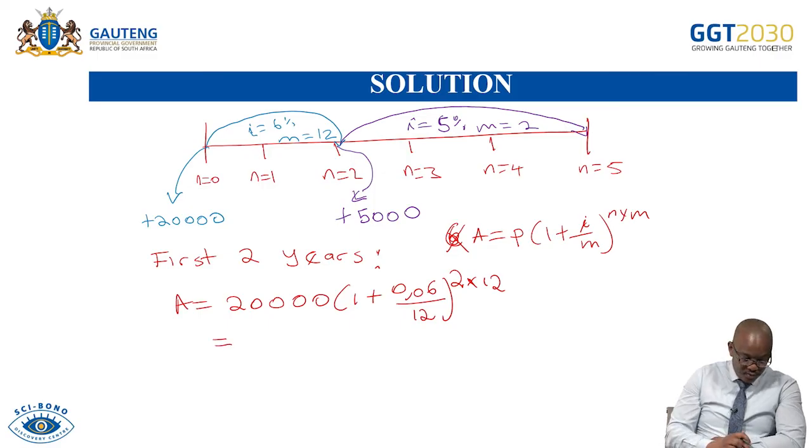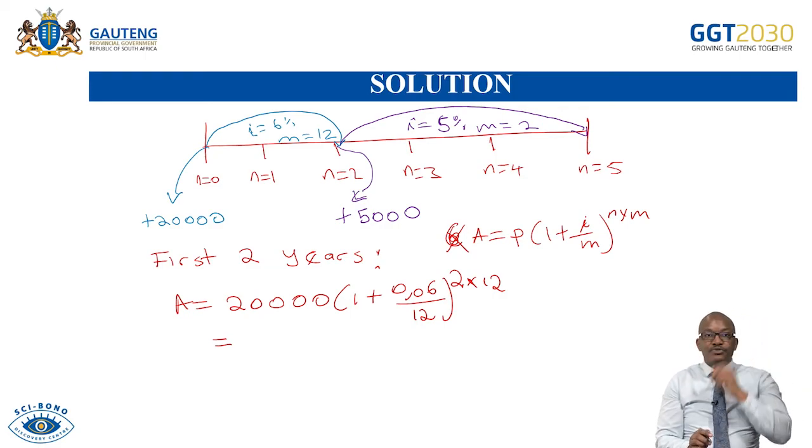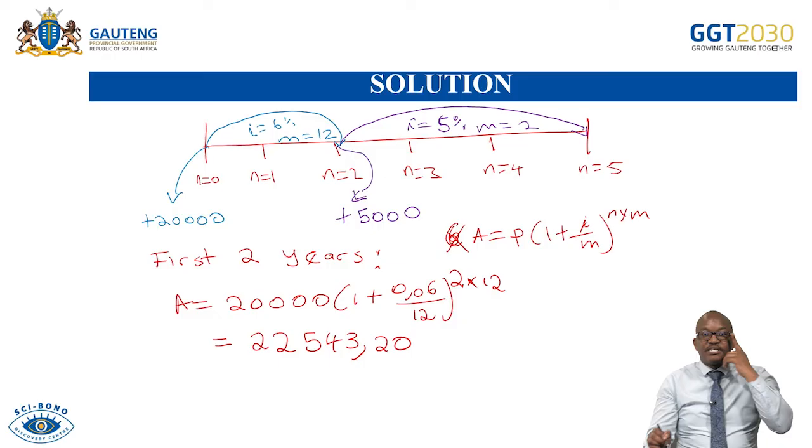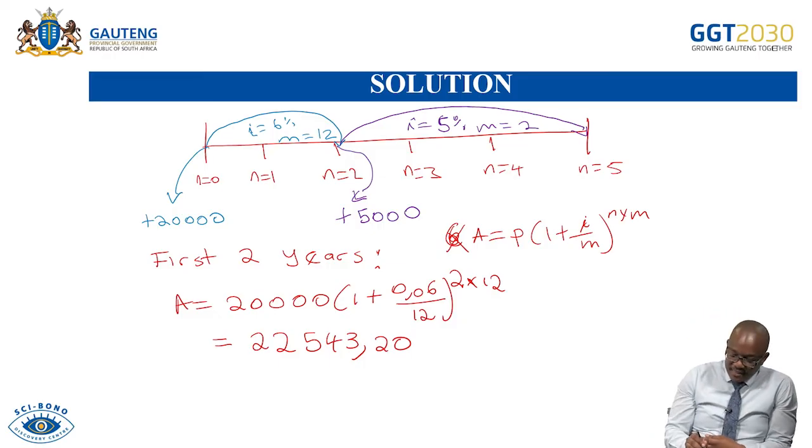So it will be 20,000 into 1 plus 0.06, you divide it by 12, then you say 2 multiplied by 12. So we are going to have what? We are going to have the amount of 22,543 rand, 20. Correct? At the end of 2 years.